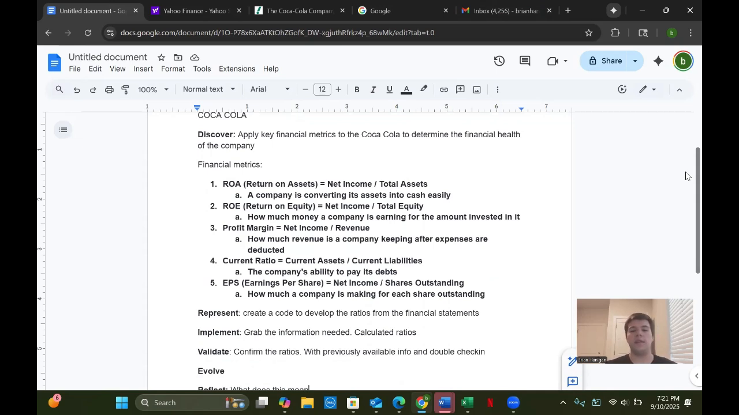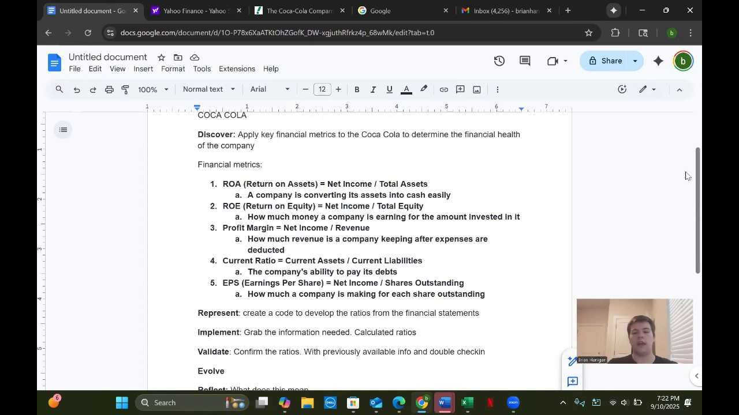First one's return on assets, which is net income divided by total assets, which shows how easily a company is converting its assets into cash. Second, we are going to look at the return on equity, which is net income divided by total equity. And this would show us how much money a company is earning for the amount of money being invested in it.